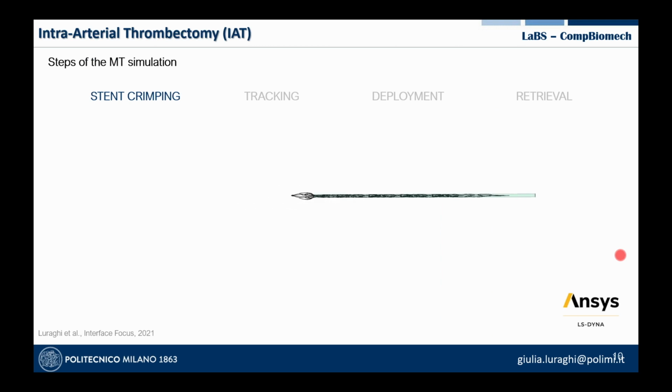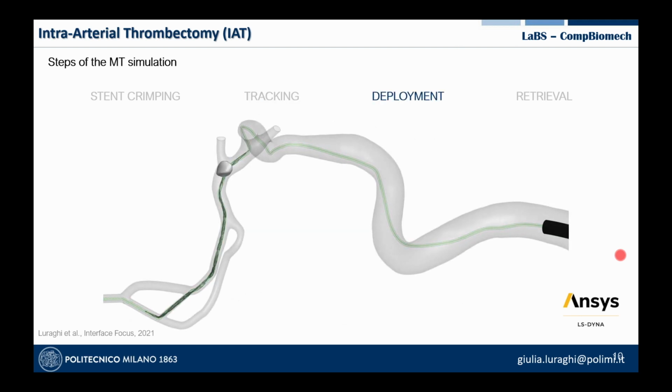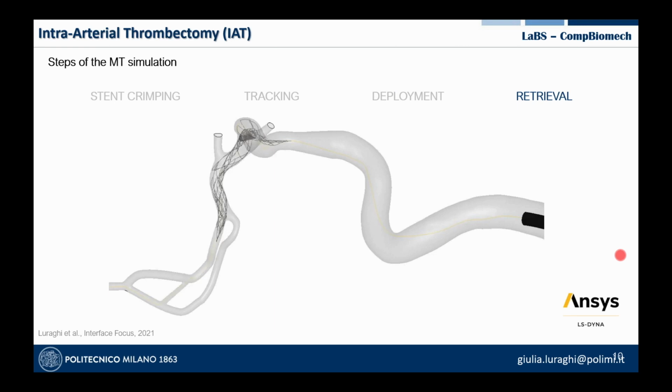The simulation is composed of different steps. The first step is the stent crimping in a catheter, and then the tracking, so to place the crimped stent at the thrombus location, the deployment at the clot location, and finally the retrieval phase, so to remove both the stent and the clot. You can see the retrieval phase in the video.